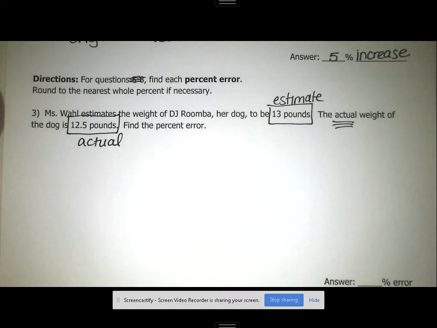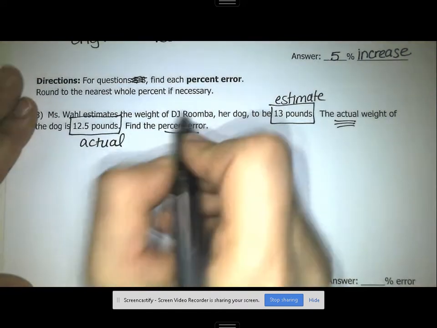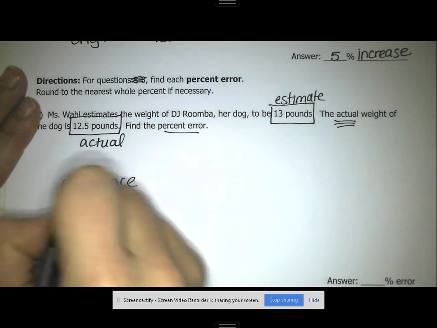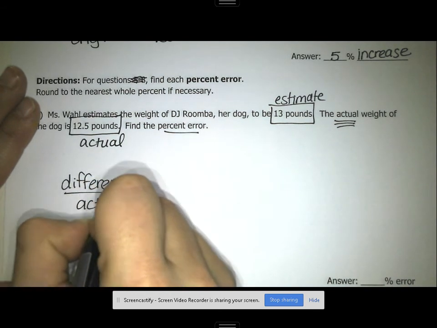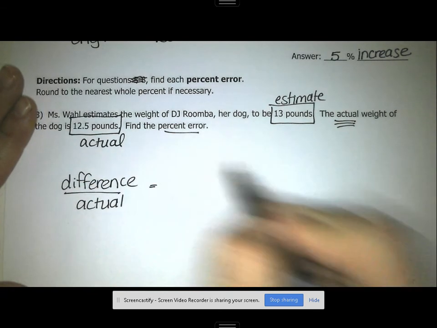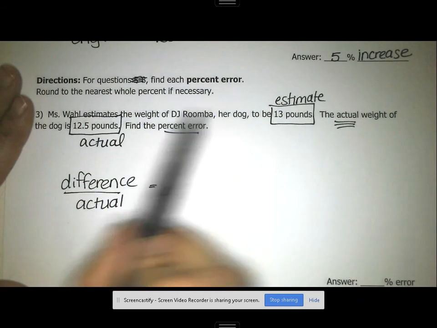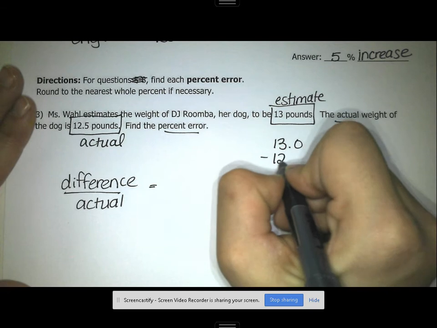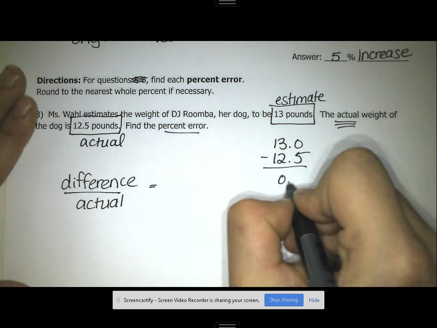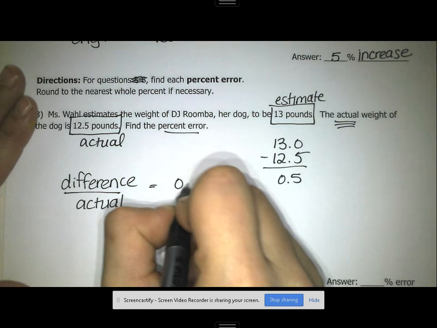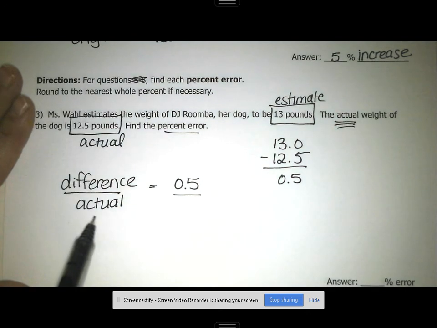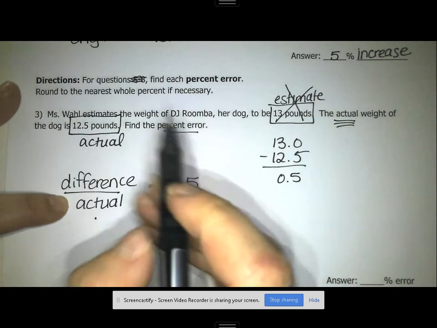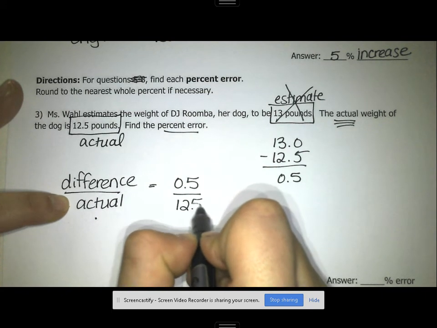Find the percent error. So the percent error formula is difference over actual. And then you just have to follow the formula to solve. So difference. I need to find the difference between these two values. So I'm going to go 13 minus 12.5, and the difference is 0.5. And then actual. So I don't want to plug in 13. That was my estimate. I want to plug in the actual weight, which is 12.5.